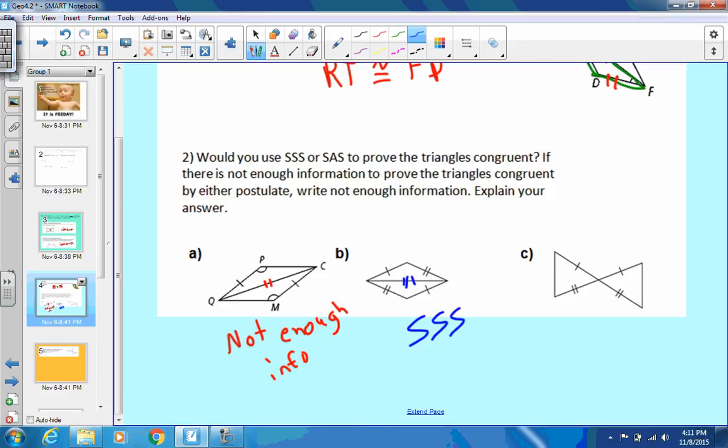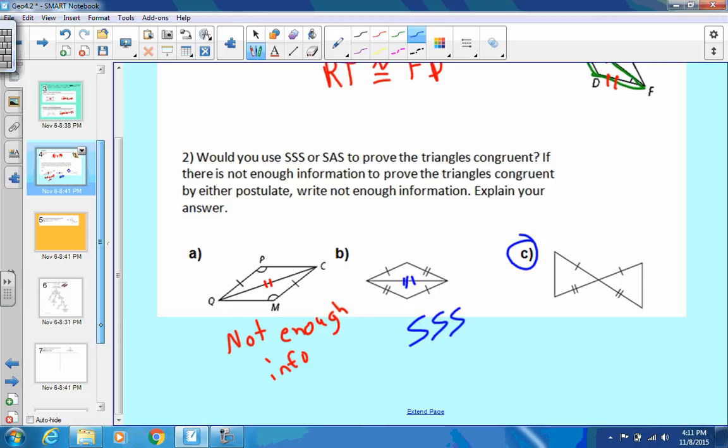Okay, why don't you try C on your own and be able to explain yourself if asked to. All right, so hopefully you got that you have two sides and two angles that are congruent. We also have vertical angles. So with that, we do have side, angle, side. That is an included angle. All right, so that's using the side, side, side, and side, angle, side postulates.